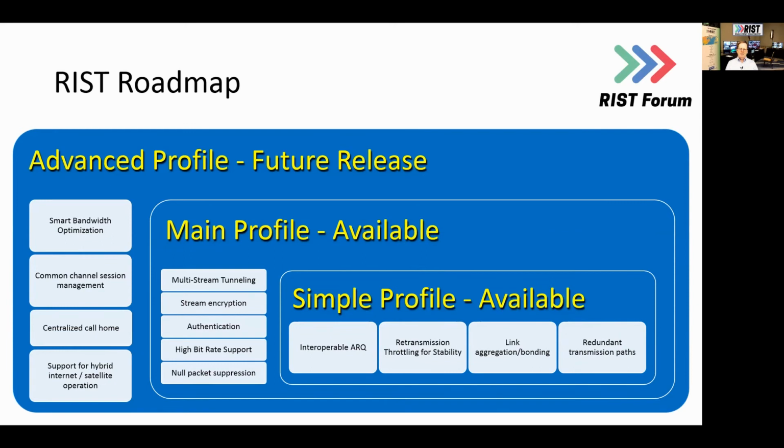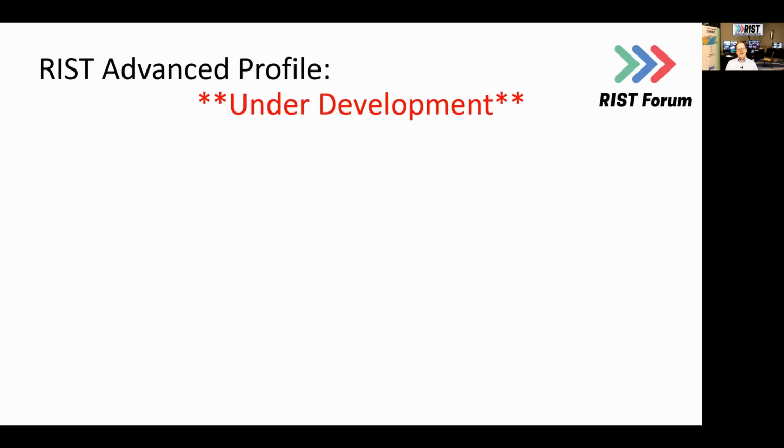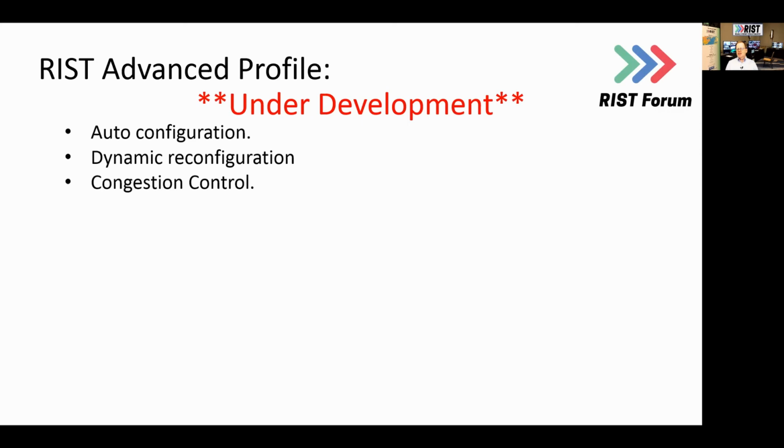and the advanced profile. I will go over some of the stuff that's coming in the advanced profile. The main profile and the simple profile are out there, and you can see what's in there. So the advanced profile, which is under development, we are going to add auto configuration, make it as plug and play as possible. Dynamic reconfiguration. Congestion control. We all know the internet is a place where you don't have QoS, so it will need to be able to deal with the problems of the internet and what happens if it gets overloaded in a smart manner.